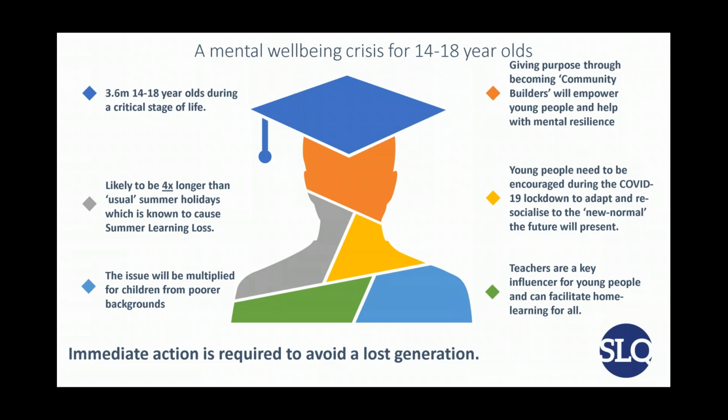We know that this could well last for 4 times longer than the usual summer holidays, so that is going to have an impact, and unfortunately the issue is likely to be multiplied for children from poorer backgrounds and for individuals that haven't got access to the support at home that they would get at school. We also understand that one of the key things is to give those young people a purpose moving forward, by providing them with a community builders opportunity that will empower the young people and help with their mental resilience moving forwards. It will also help the community and their education community to adapt and re-socialise to the new normal post-lockdown.